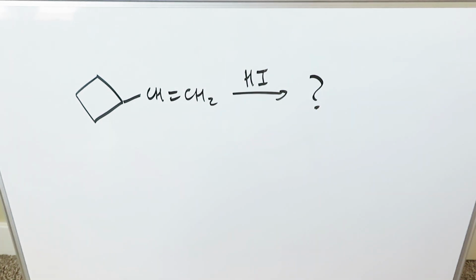I'm Mr. Rish. Thank you for joining me for this video where this reaction is the focus of it. What are we looking at? You're seeing here an alkene functionality and a cyclobutane in the presence of an acid, hydroiodic acid. What is the end result? Let's start with naming this.